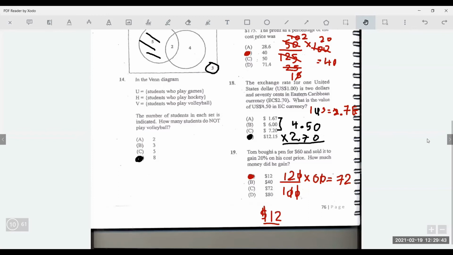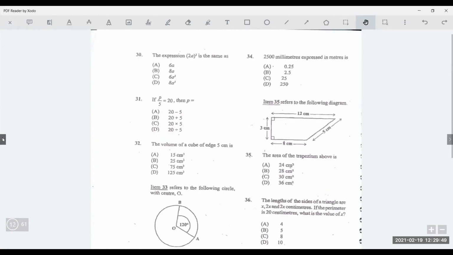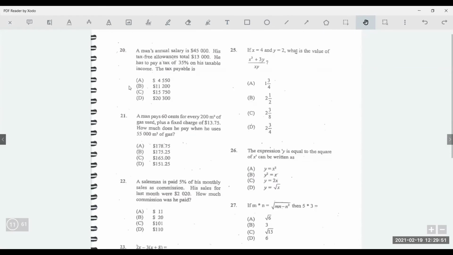Question 20. All right, let's look at that. Question 20 says a man's annual salary is $45,000. His tax-free allowance is $13,000. He has to pay a tax of 35% on his taxable income. That's crazy, 35%. What is his tax payable?